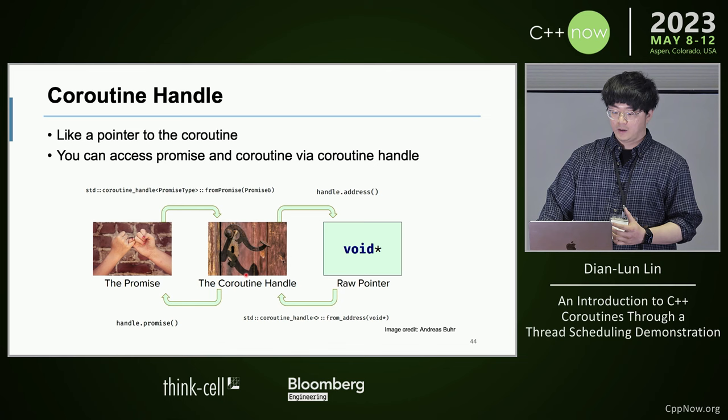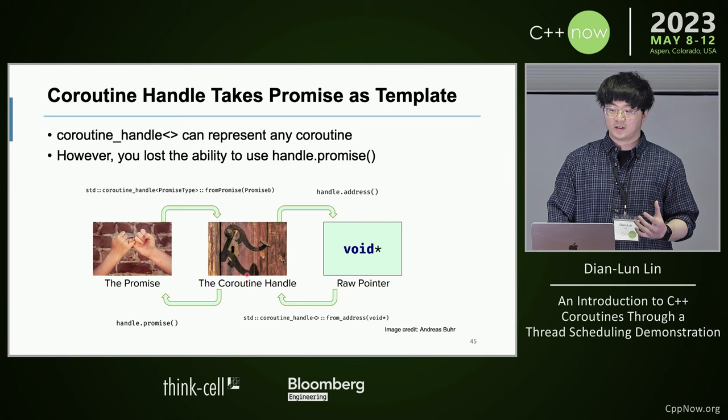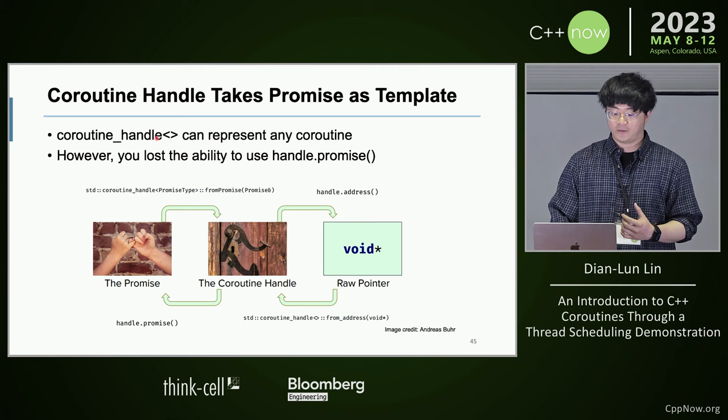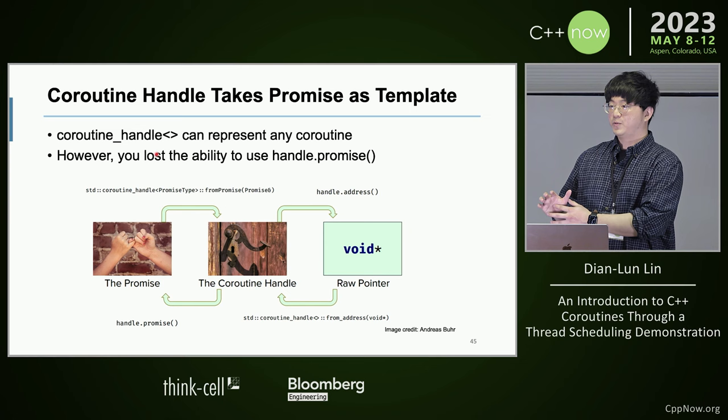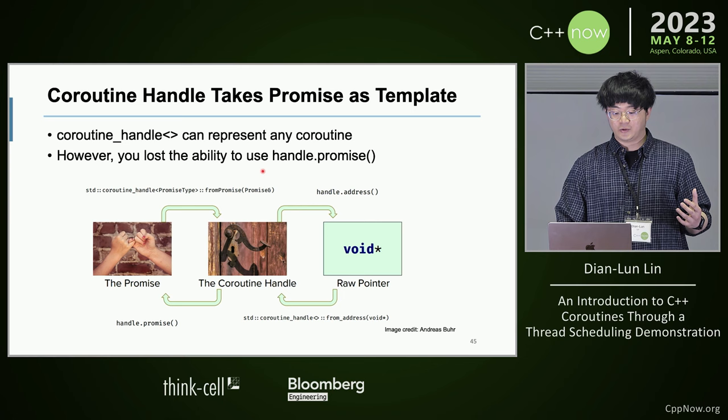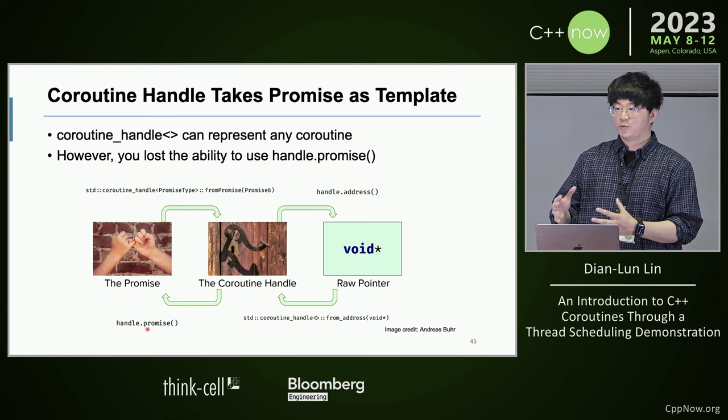Coroutine handle takes promise as a template. There's a specialization which is coroutine handle void, or erased type. What it means is that it basically can represent any coroutine handle with any promise type. However, you lose the ability to use handle.promise, like this part, because the compiler doesn't know which promise type you are referring to.